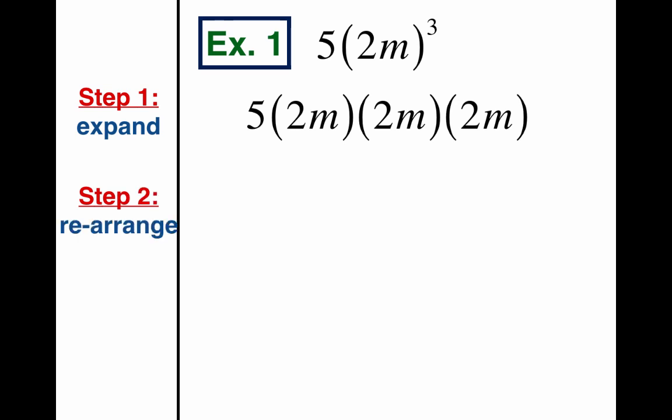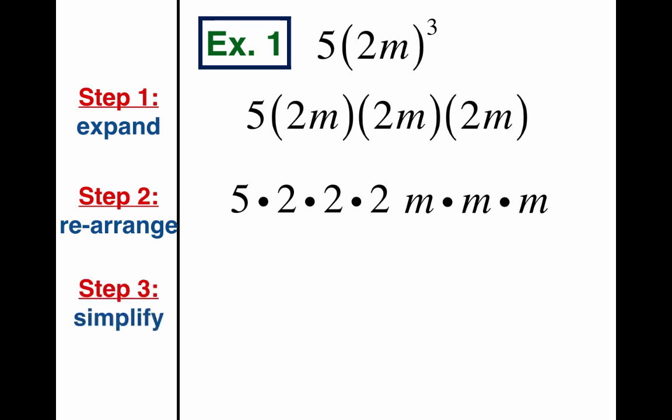Then step 2, we're going to rearrange this. We're going to put numbers and variables together. Numbers go together, variables go together. So I see a 5 and a 2 and a 2 and a 2, so I'm going to put all those together: 5 times 2 times 2 times 2. And then I see the m's, so I'm going to write m times m times m.